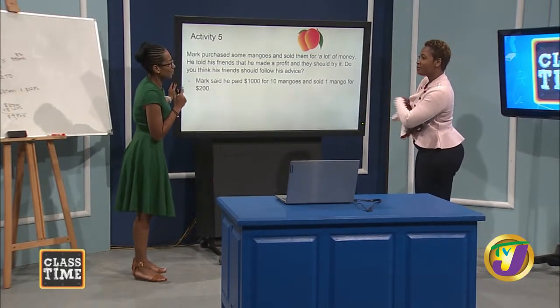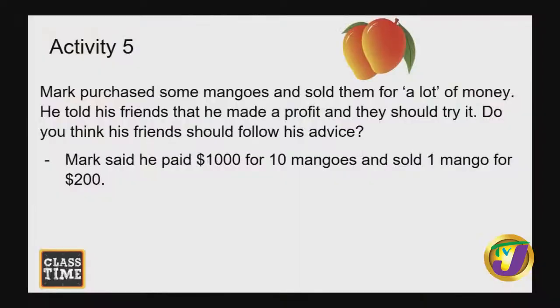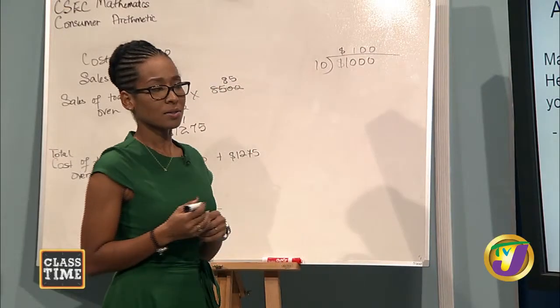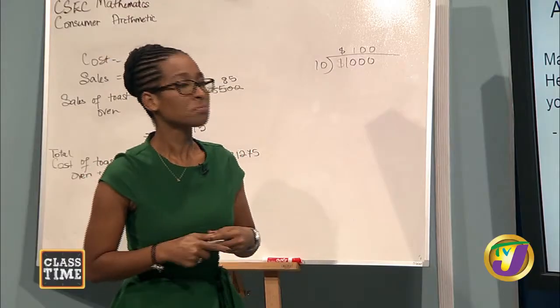After talking to Mark, Mark said he paid $1,000 for 10 mangoes and sold one mango for $200. Now we can do some calculations here. If Mark bought them for $1,000 for 10 mangoes, we can figure out how much he paid for one mango. So we know that Mark would have spent $100, and he sold it for $200.